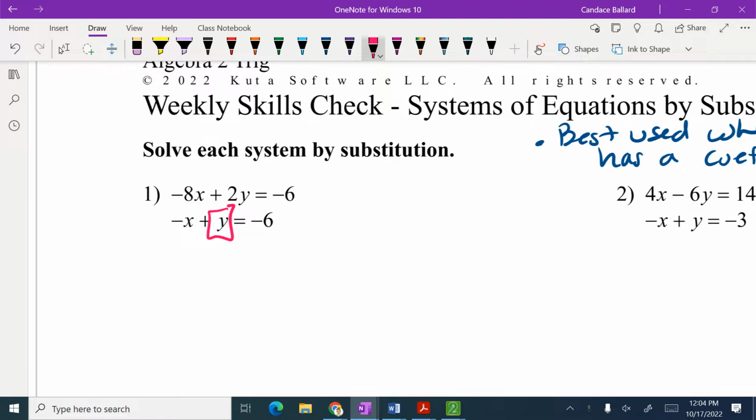Okay, so I am going to solve for that y. I'm going to get that y by itself. How would I move this x to the other side? Good, so we're going to get y equals x minus 6, because we added the x to the other side.